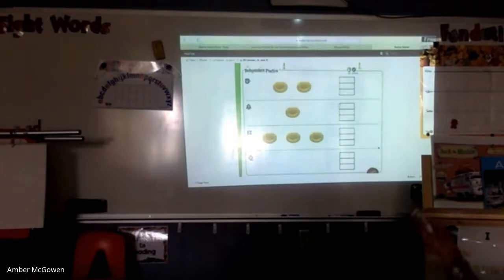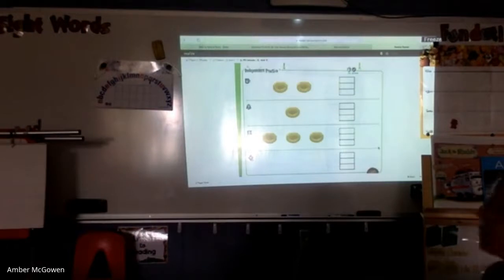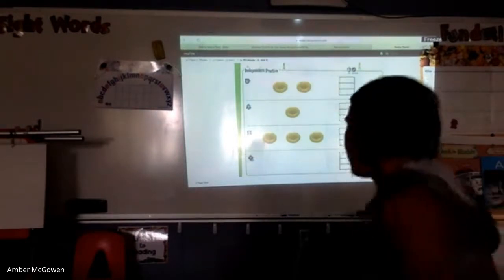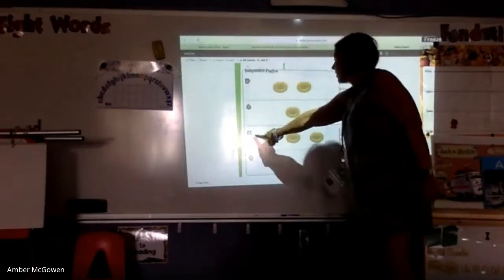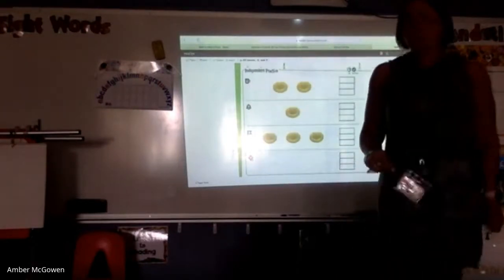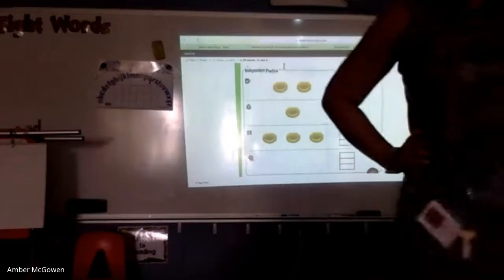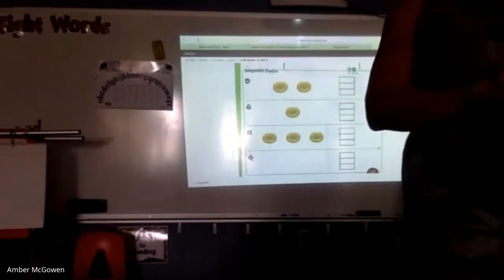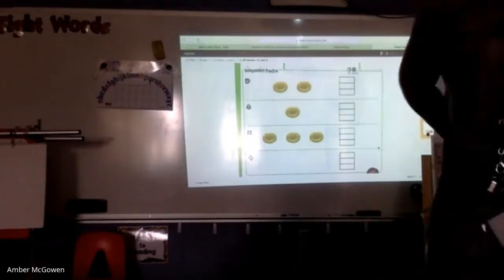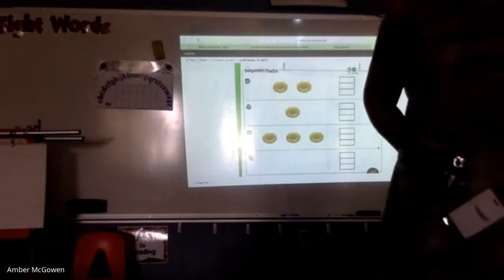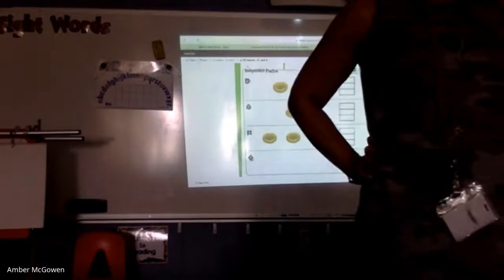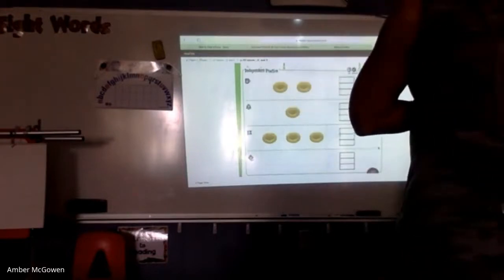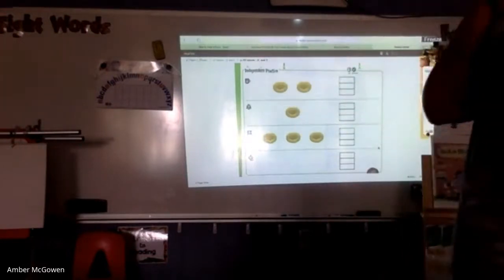Okay. Now, for number 6, 7, and 8, up here, you're going to do the same thing. You're going to count how many bird's nests there are, and then you're going to color in that many boxes. This page is called independent practice, which means this is a page that you do by yourself before we move on to the homework page.